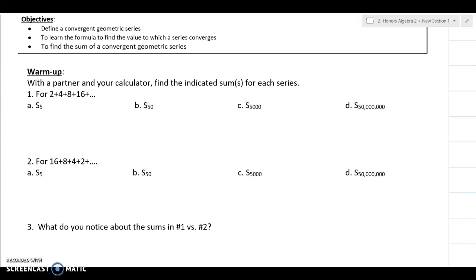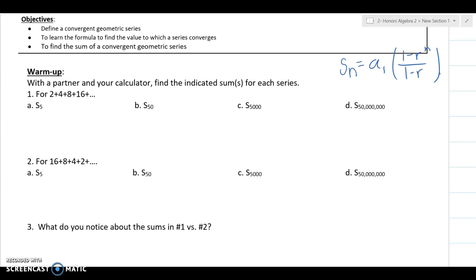I'm going to go over convergent geometric series with you today. Before we get started on the warm-up, I'm going to give you a reminder of what our equation is for our geometric series. So to find our partial sums, you're going to have S sub n equals A sub 1 times 1 minus r to the n over 1 minus r.